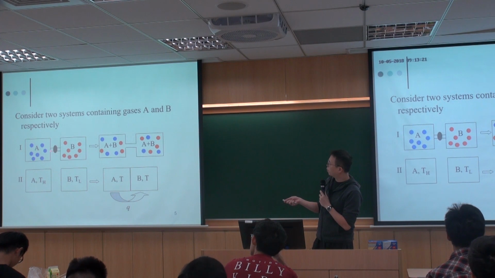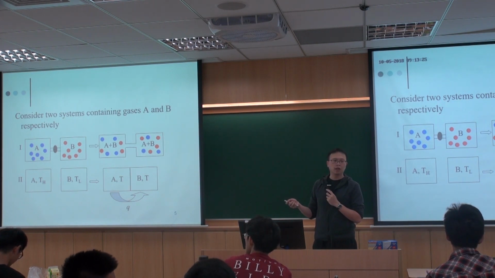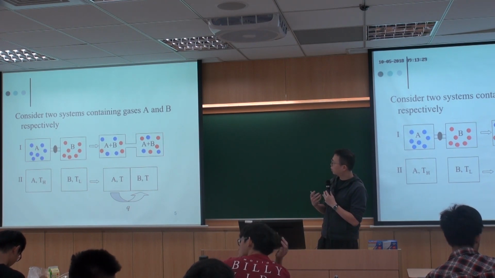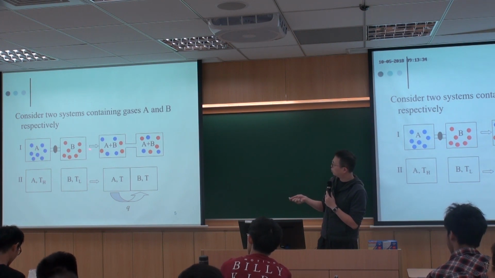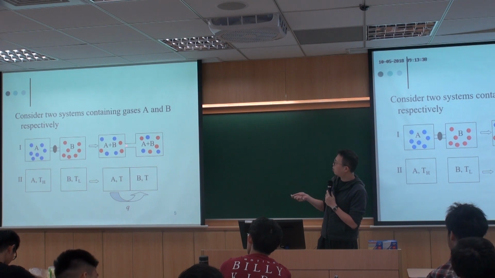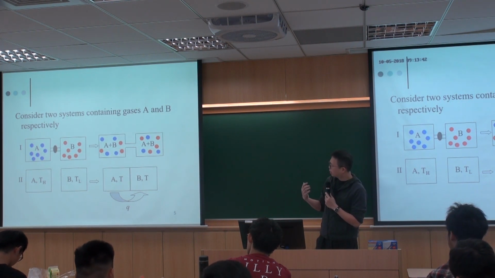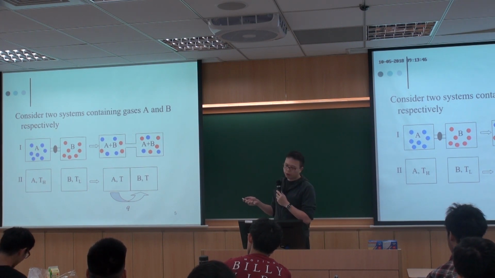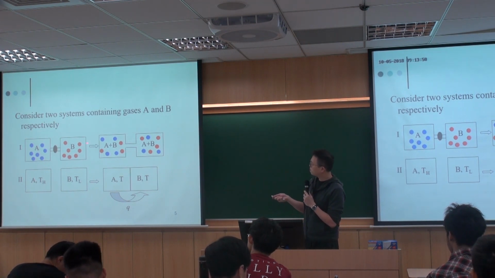For instance, when you open the gate between these two chambers, the gas molecules of different kinds will mix with each other. And for a spontaneous process, once it reaches equilibrium, then it will stop. And we know that it cannot go back. So the system won't just automatically separate the two kinds of molecules. So the first example is the mixing.